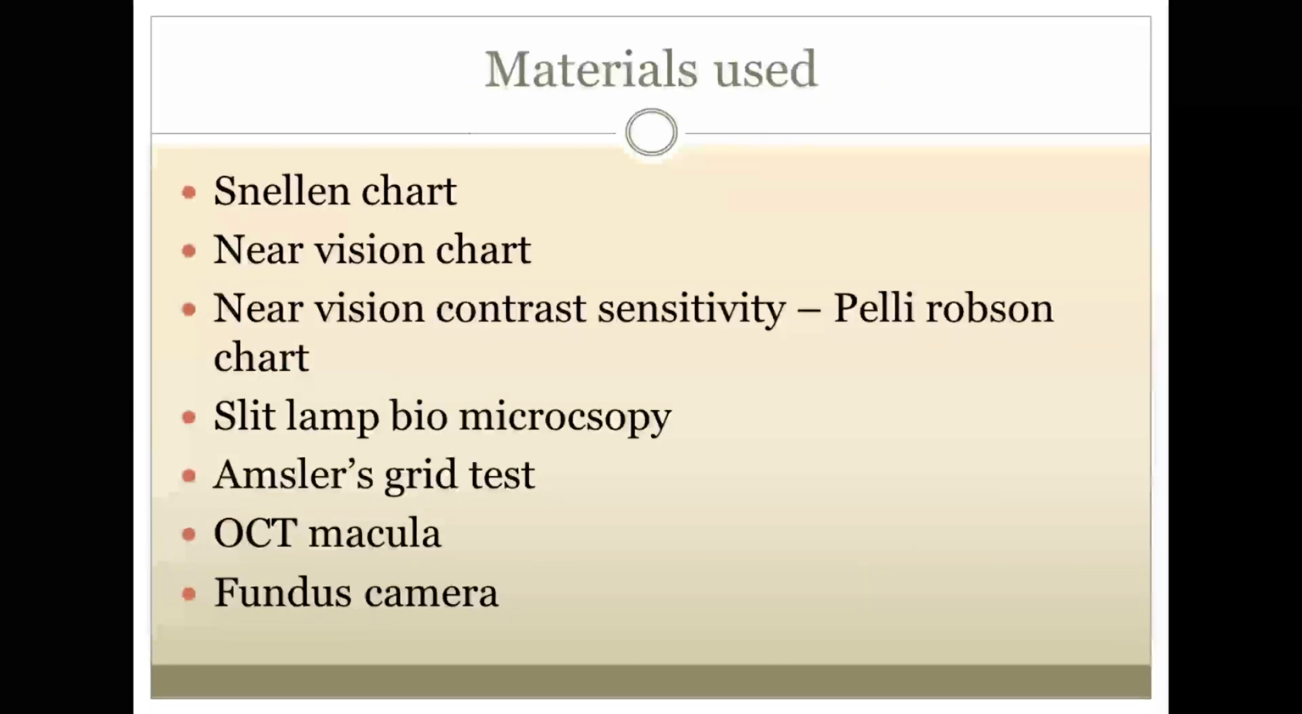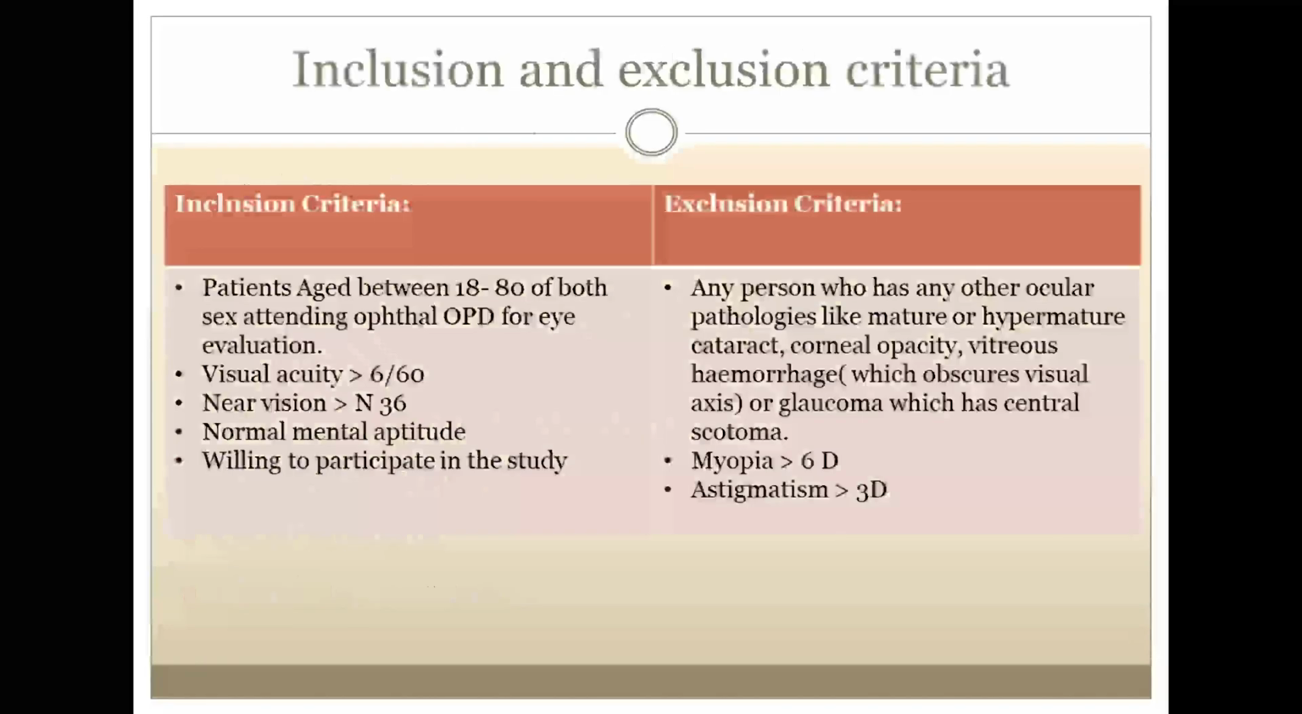So we used Snellen's chart for assessing the distance vision and best corrected visual acuity, and a near vision chart. For near vision contrast sensitivity, the Pelli-Robson chart was used. Slit lamp biomicroscopy was used to see the anterior segment, perform 90D fundus examination, and grade the cataract. Amsler's grid test was also used, OCT macula was performed, and a fundus camera was used to document the fundus findings.